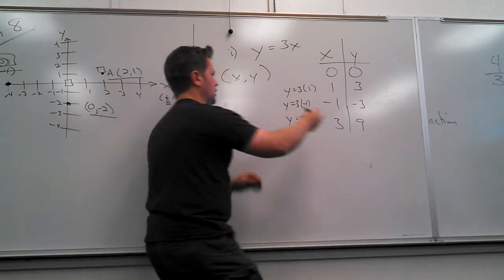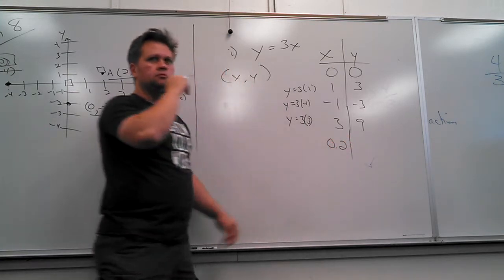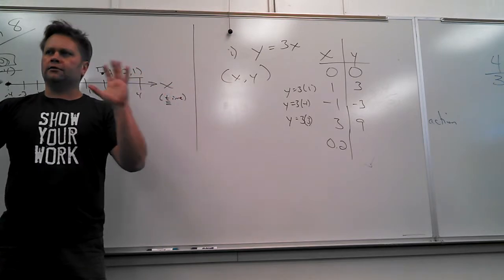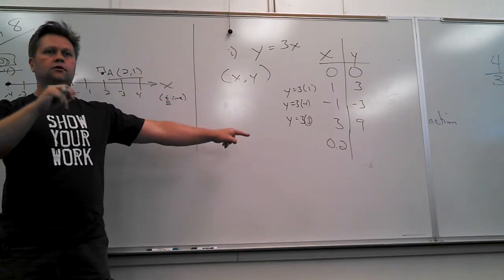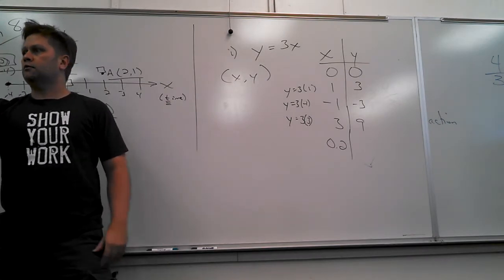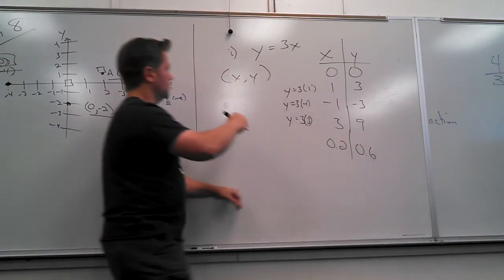So for example, just to freak you out, what if I made x 0.2? I could do that. I can make x whatever. I can make x square root of pi. Some weird stuff. But if I made x 0.2, y's got to be 0.6. 3 times 0.2, right? Alright, so we'll see how that comes into play here in a minute.